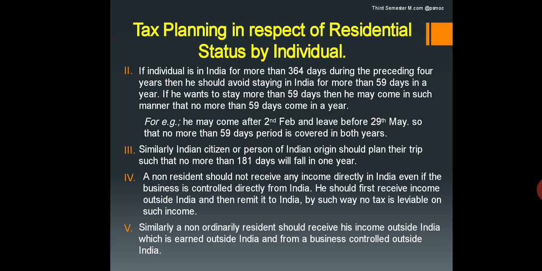So, suppose one person had been in India for at least 364 days during the 4 years just preceding the current previous year. Then he has to plan his visit in this current previous year in such a way that he should not stay in India for a period of 60 days. He has to limit his stay in India to a maximum of 59 days. You got the idea? If he stays here for the 60th day, he will become a resident in India, and he will have to pay the taxes for the incomes he earns outside.